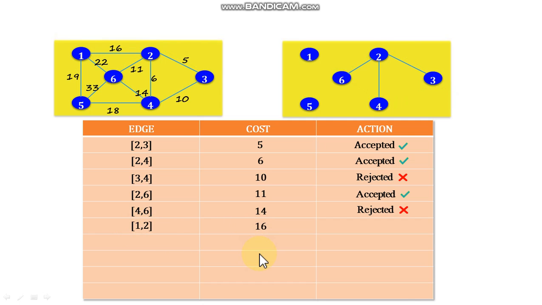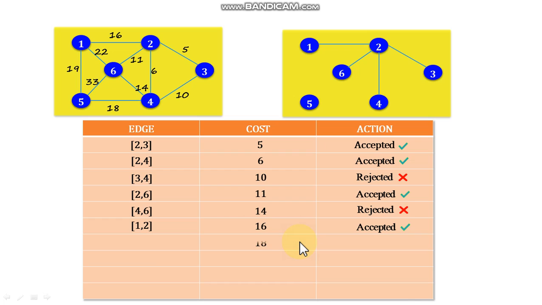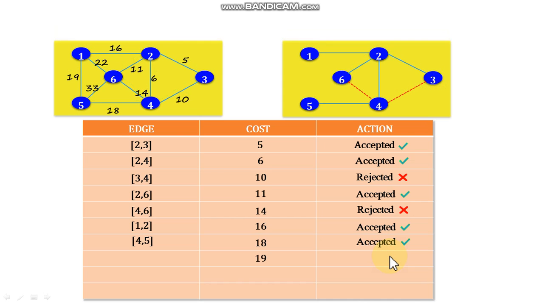The next smallest edge is 16, with the corresponding edge 2 to 4. No cycle has formed, so I am accepting it. The next smallest cost is 18. The corresponding edge is 4 to 5. I am drawing the edge between 4 and 5. I am accepting this edge. The next smallest is 19. The corresponding edge is 1 to 5. A cycle has formed between 1, 5, 4, 3, 2 and 6. So I cannot accept this.